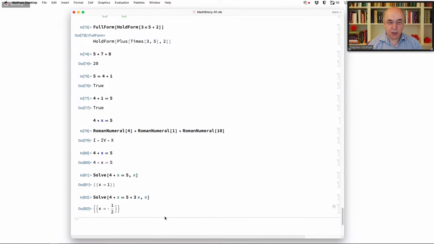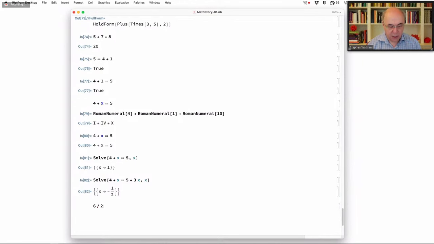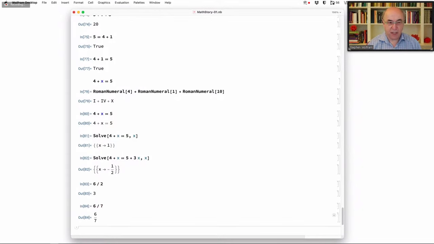I should have perhaps mentioned that the other type of numbers that comes from antiquity, people like Pythagoras were very interested in them, were rational numbers, numbers that are the ratio of two other numbers. So, for example, what do we get if we say 6 divided by 2? Great, we get 3. What do we get if we say 6 divided by 7? Well, that's just 6 divided by 7. We don't know what that number is.